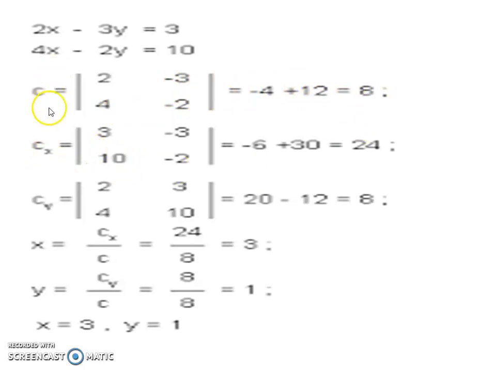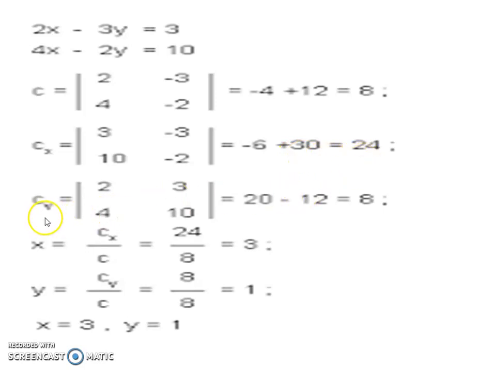To find Cx, instead of the notation D, you should write Cx. It does not matter about the notation. To find Cx, instead of x we have to put 3, 10, and minus 3 and minus 2 remain the same. So minus 2 into 3 is minus 6, and 10 into minus 3 plus 3, so it is 24.